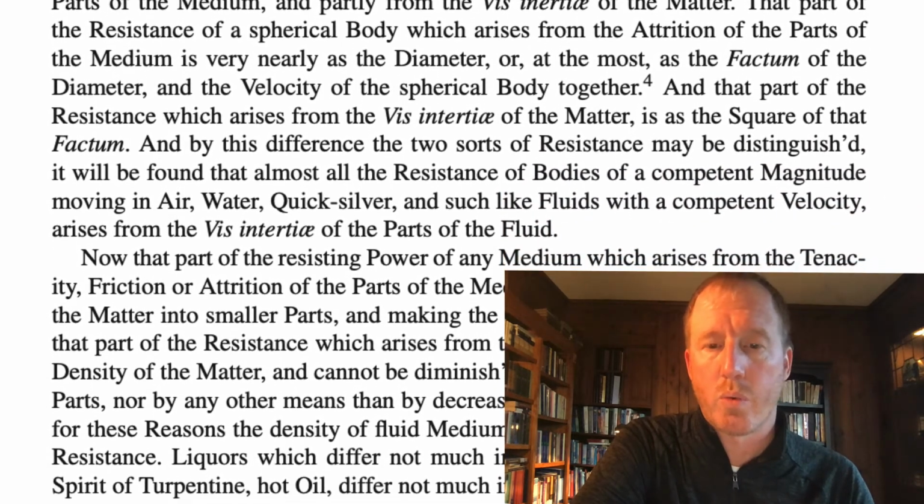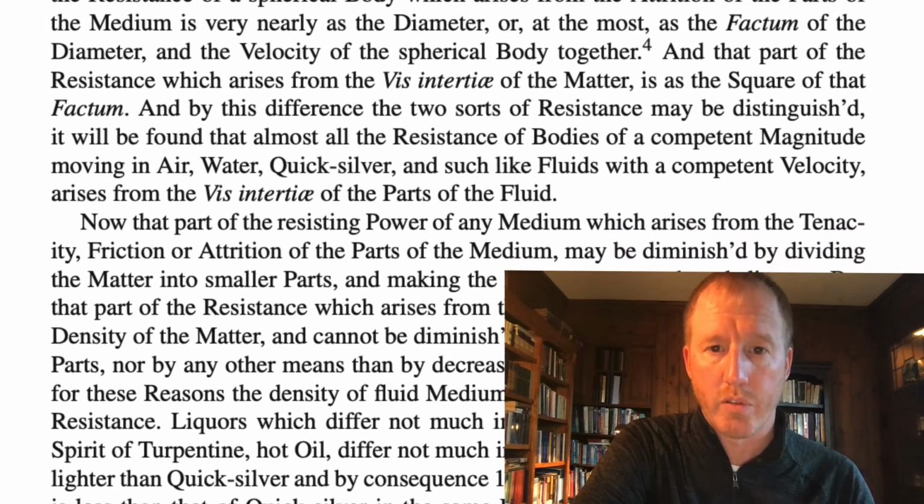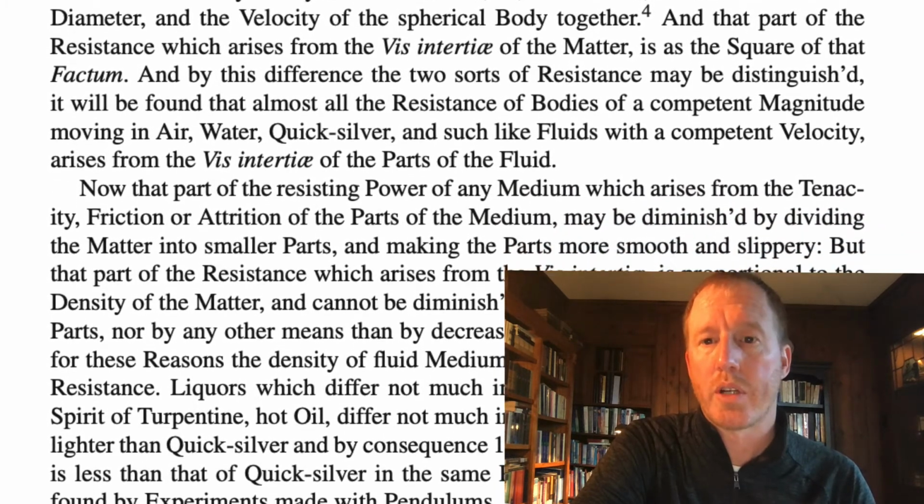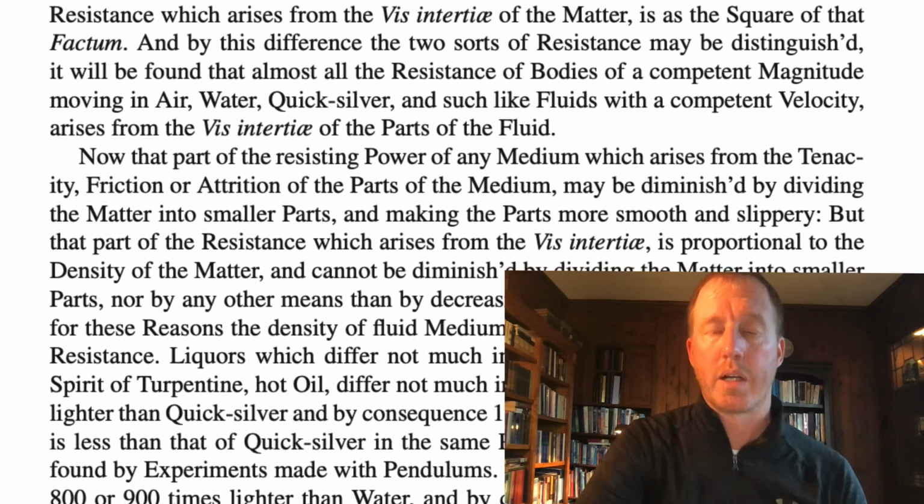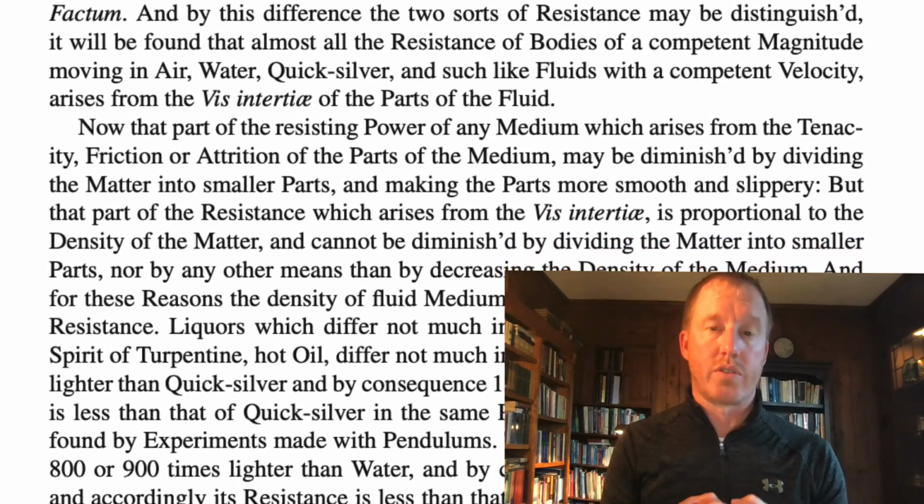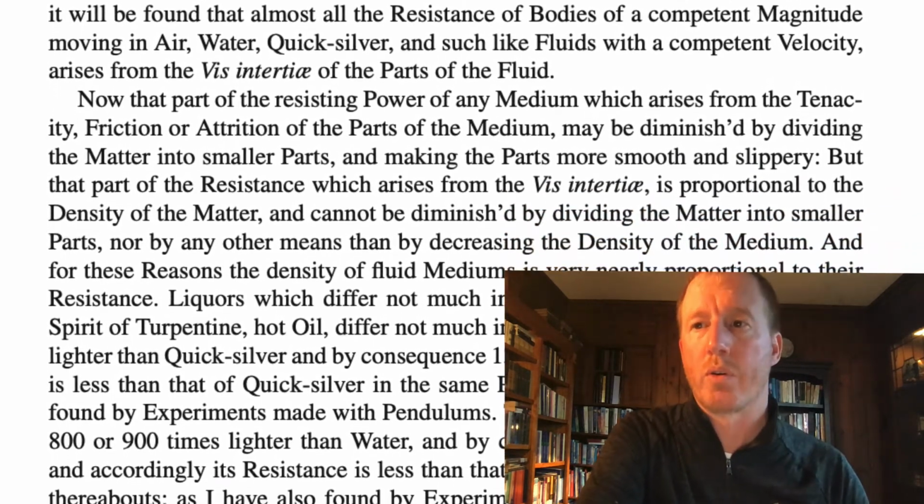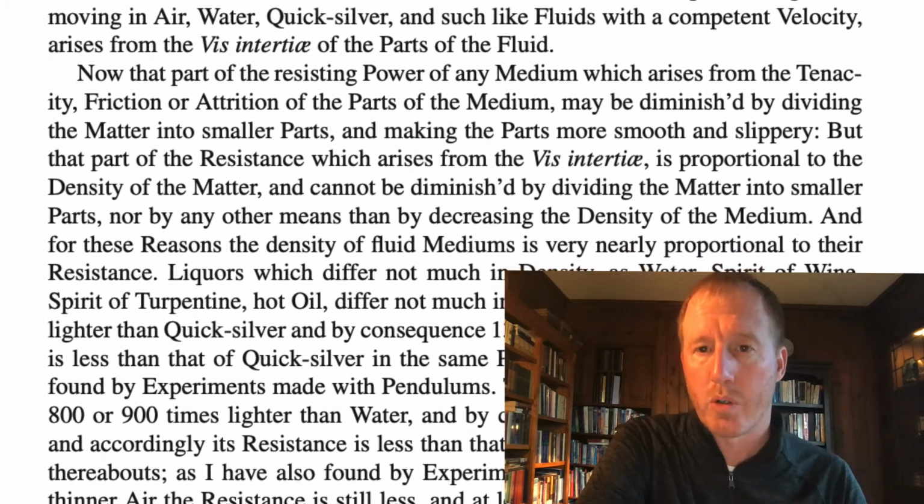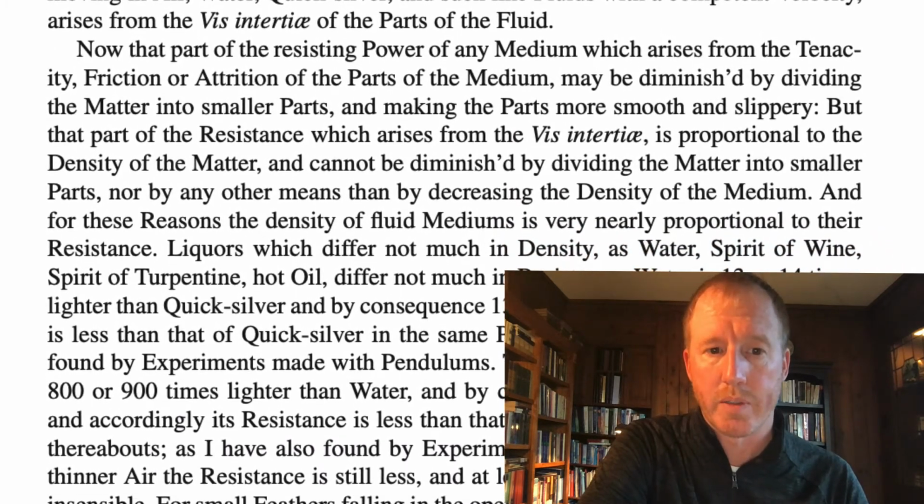This would be, by the way, what is called turbulent drag, that goes as the square of the velocity of the object moving through the fluid. And he also talks about the kind of drag that arises because of the tenacity or the stickiness of the fluid. That would be laminar or viscous drag, which is proportional to the speed of the object moving through it.